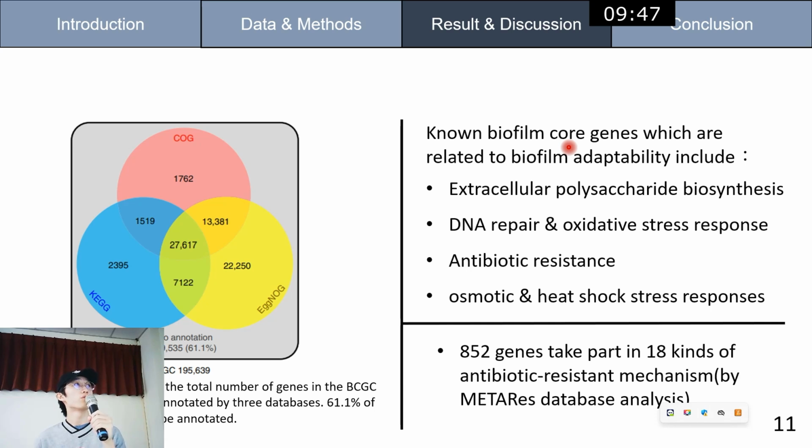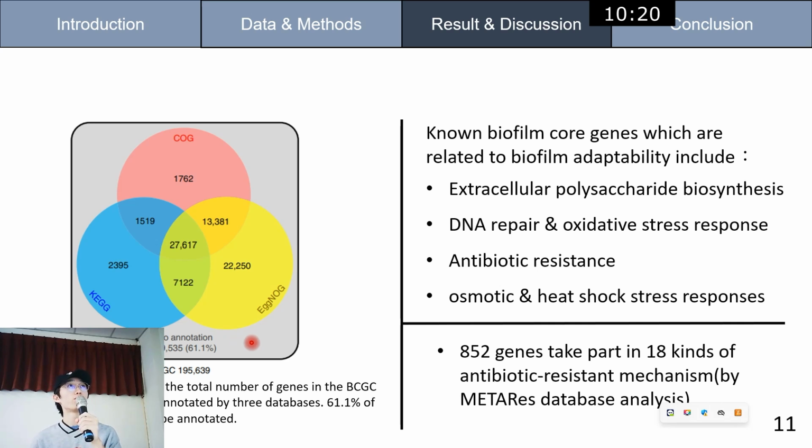And the second result: first of all, we create a BCGC, which means a biofilm core genes catalog. And it's not quite important because we only want to show that these three databases are about the non-core genes. We already know, but there are about 61.1% genes we don't know. So there are so many that we don't know yet.